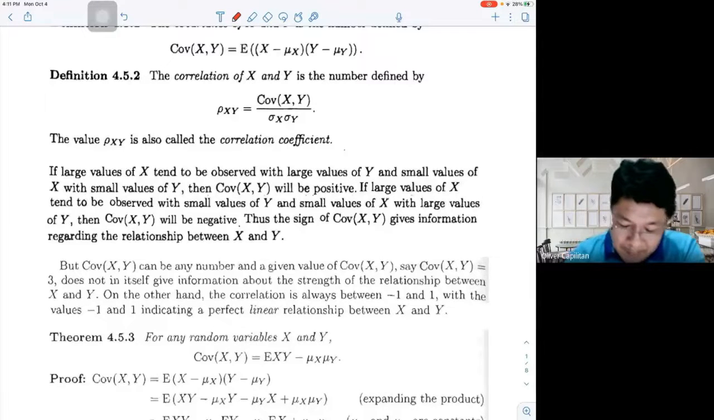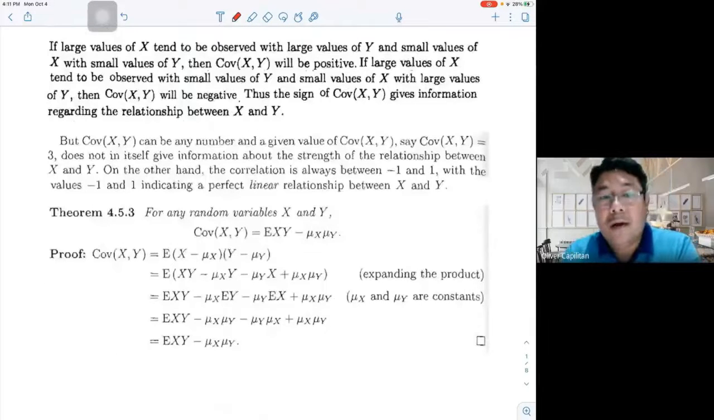On the other hand, yung correlation value is always between -1 and 1. With values -1 and +1, we have a perfect linear relationship between x and y. So kung -1 yung value ng correlation coefficient, we have a perfect negative linear relationship between x and y. If we have rho of xy equal to 1, then we have a perfect positive linear relationship between x and y.